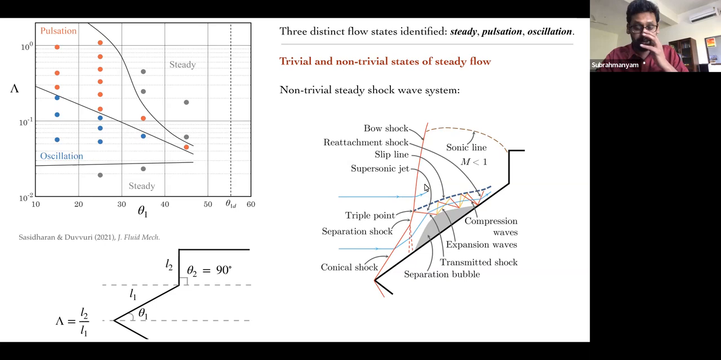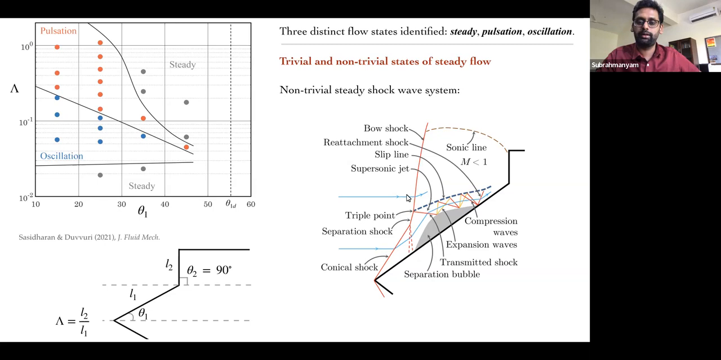The second aspect about this flow structure that I'd like to point out is that fluid particles that go through this cone shock and then through the series of oblique shocks, compression waves and expansion waves, suffer a lower loss in stagnation pressure as compared to a fluid particle that goes through this strong bow shock. So you can look at these two streamlines that are sketched in blue. Any fluid particle that goes through this bottom streamline suffers a lower loss in stagnation pressure as compared to a fluid particle that goes through this blue streamline on the top.